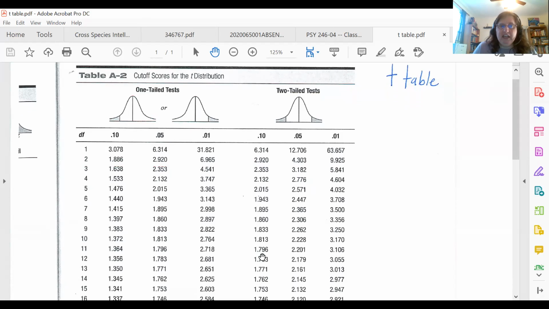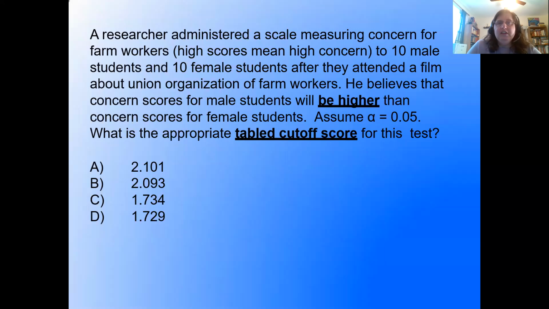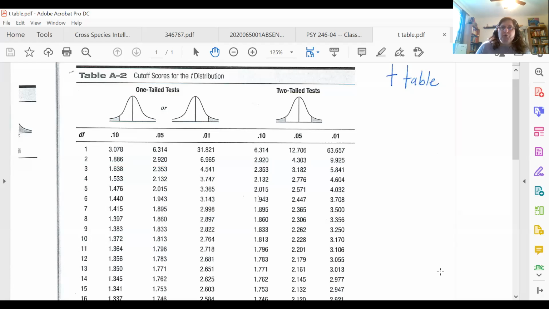Okay, so let's go back again. I'm going to go back one more time so we can see how many students there were. 10 male, 10 female, minus 2. It's 10 plus 10 minus 2. So 20 minus 2 is 18. So 18 is our DF. This, by the way, is why it was really important that you knew which t-test it was. Because for the other two t-tests, the DF is simply n minus 1. You would have come up with something different.